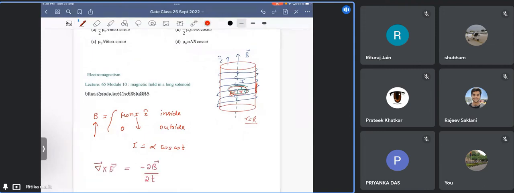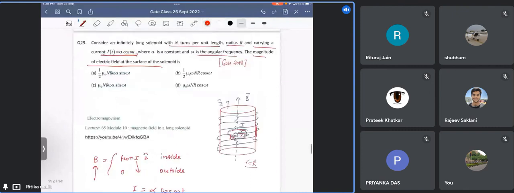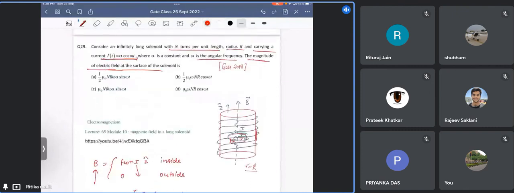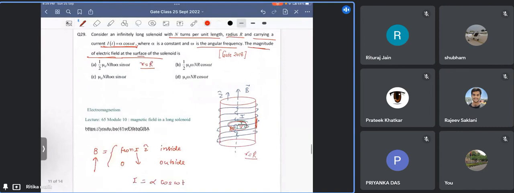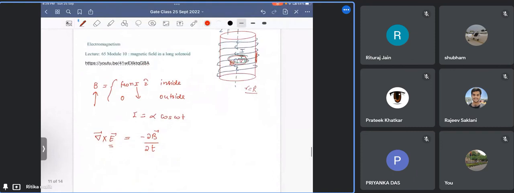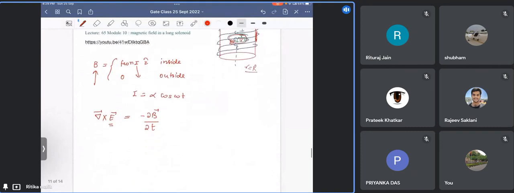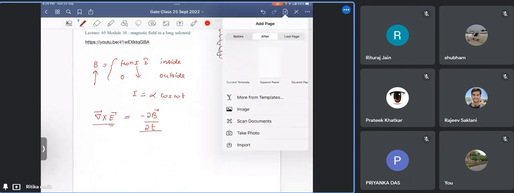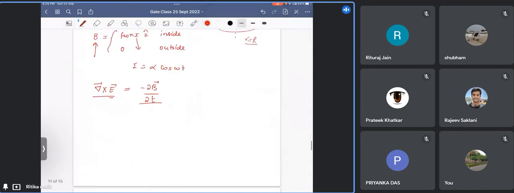This is the third Maxwell equation. We can calculate what is the induced electric field, and we have to find the magnitude of this induced electric field at the surface, that is small r equals capital R of this solenoid. Basically, if you wanted to calculate this quantity, what you can do is take the surface integral on both sides. It will become the surface integral of curl of E dot dA vector, which is minus the surface integral of del B vector by del t dot dA vector.